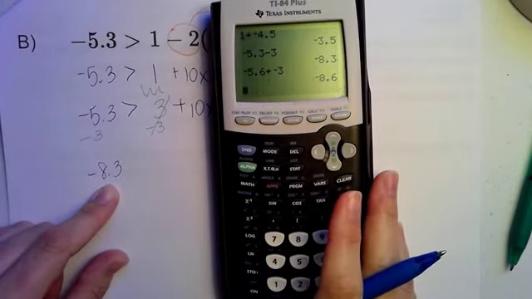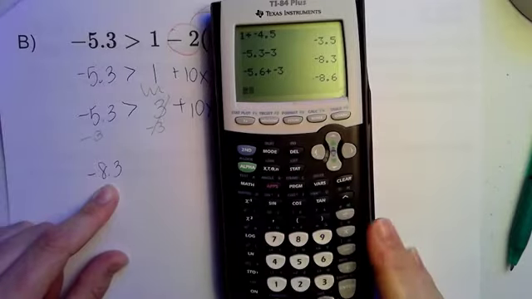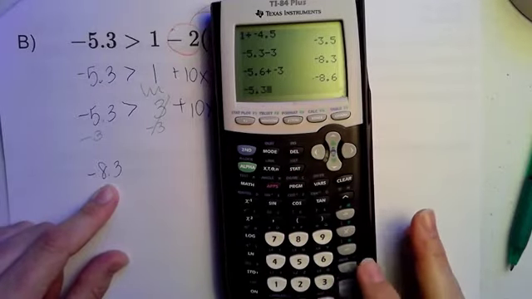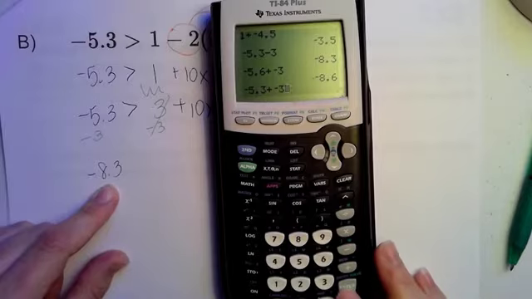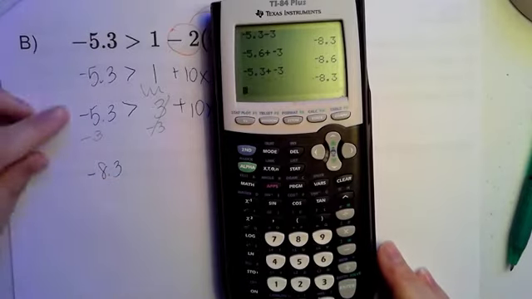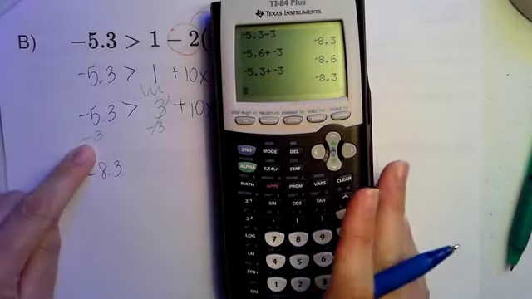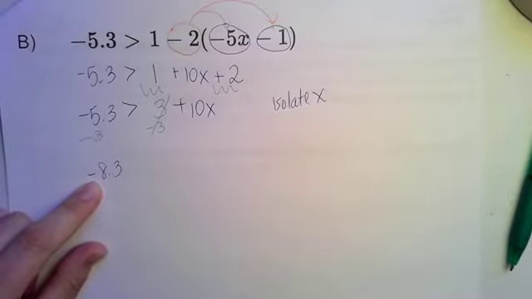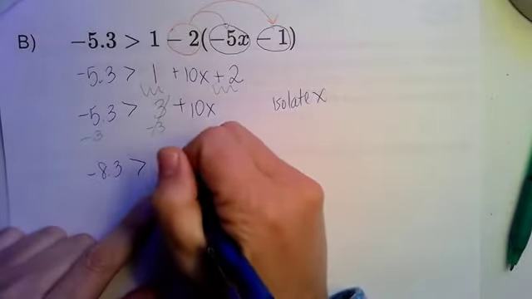Oh, what did I do? Oh, I typed it in wrong. Negative 5.3 plus a negative 3. You are combining, adding things together. In this case, you'd be adding 2 negatives together to get negative 8.3. However you want to think about it, lots of different ways.